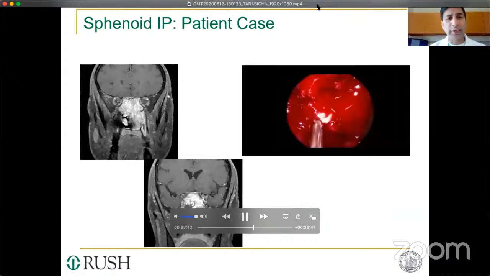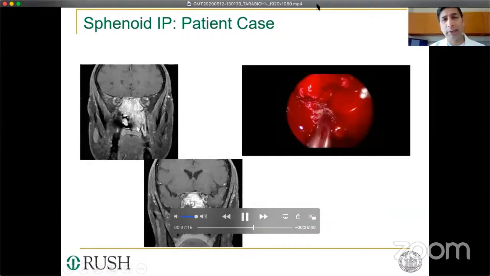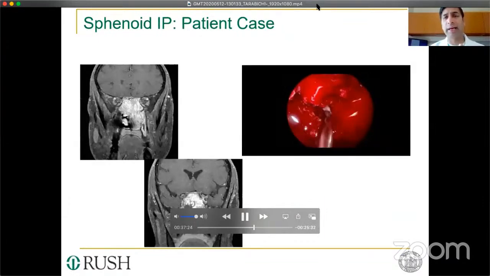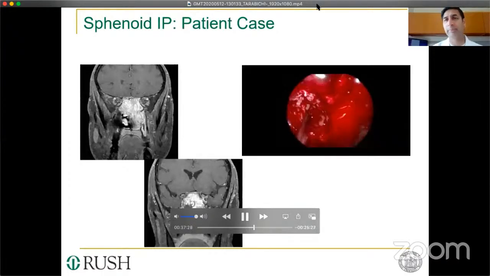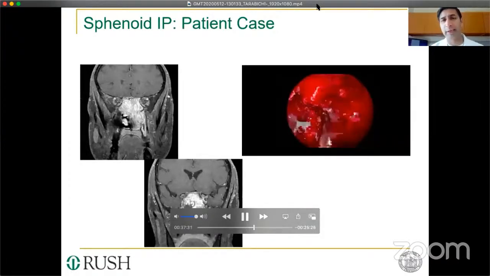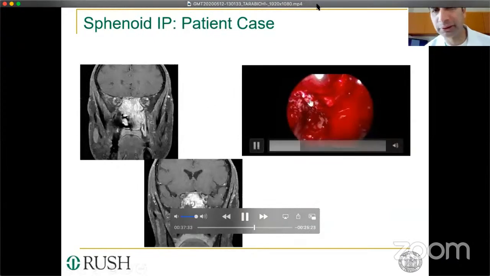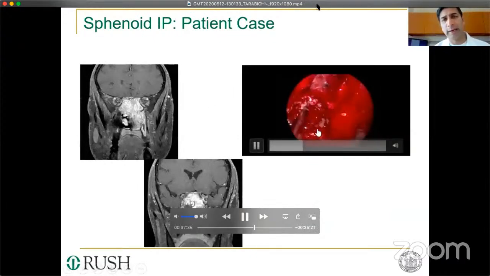So I showed you this MRI earlier. This is a patient with a very large sphenoid IP, epicentered in actually bilateral sphenoids, but this was large enough that it came out of the nostrils. That's how large this tumor became, neglected for a long period of time. I apologize that the video is jumping a little bit.